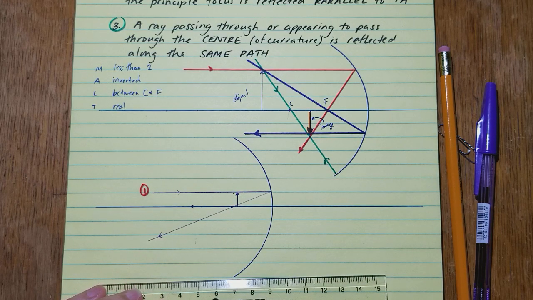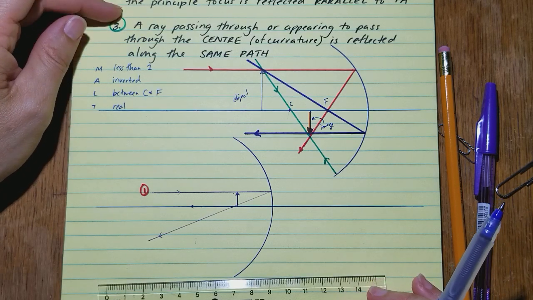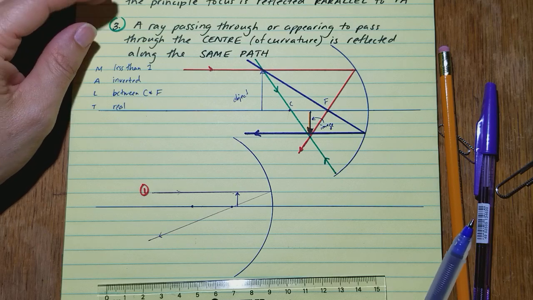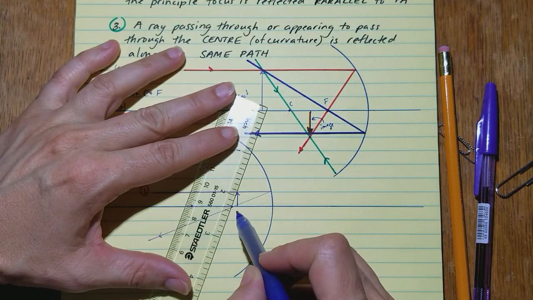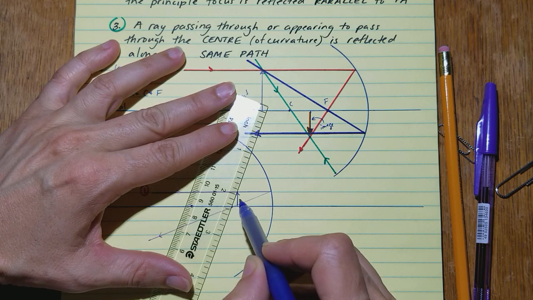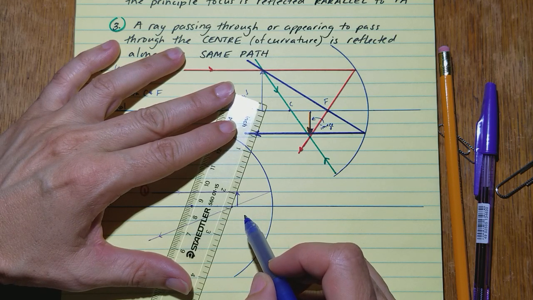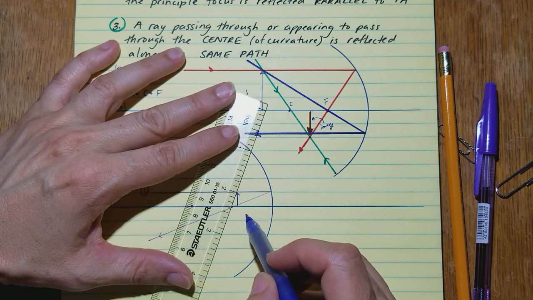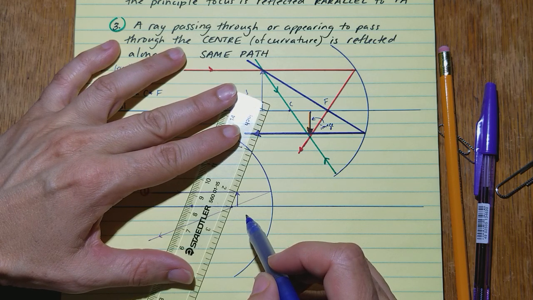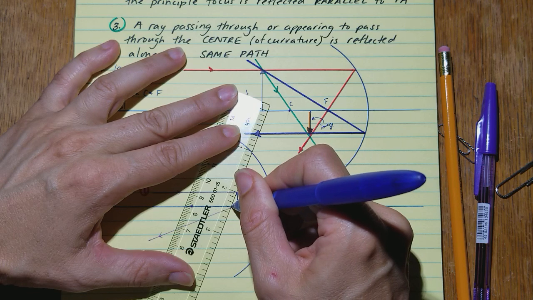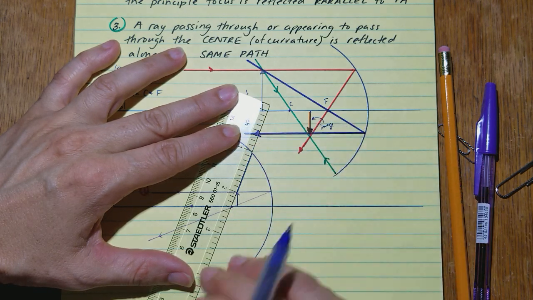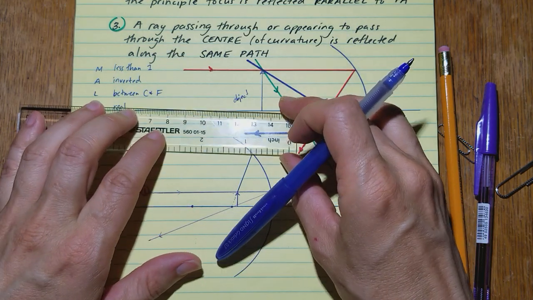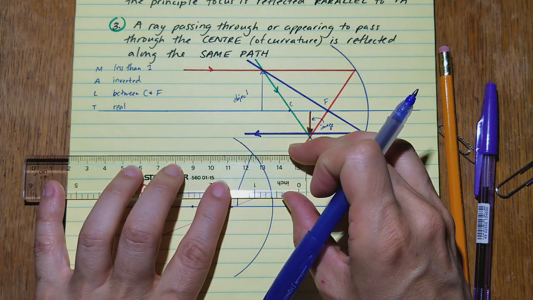All right, so the next one, a ray passing through or appearing to pass through the principal focus. Now, that's very close to it. So now it's going to come through the principal focus. So we have to appear it's coming from there. And it's going to get reflected parallel to the principal axis. I know this one is tricky. So here we go. This could be, it's going to come from here, but once it hits the mirror, this one goes parallel to the principal axis.